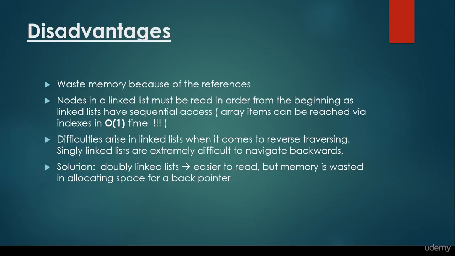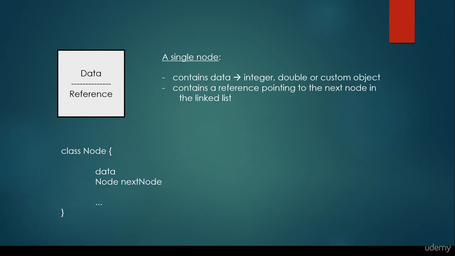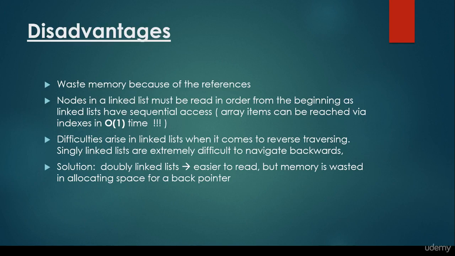It wastes memory because of the references. As we have discussed, every node contains a reference to the next node. It's the pointer, and of course, it's going to consume lots of memory. So it's going to waste memory because of the references. Nodes in a linked list must be read in order from the beginning, as linked lists have sequential access. Array items can be reached via the indices in constant time complexity, but for linked lists, we are not able to use random access, so we have to use sequential access instead.